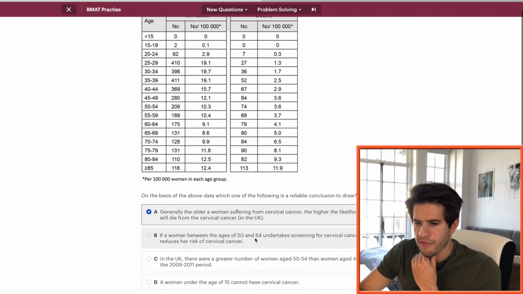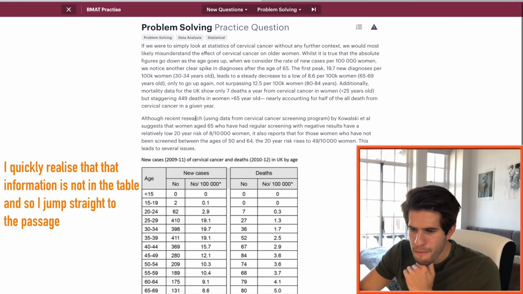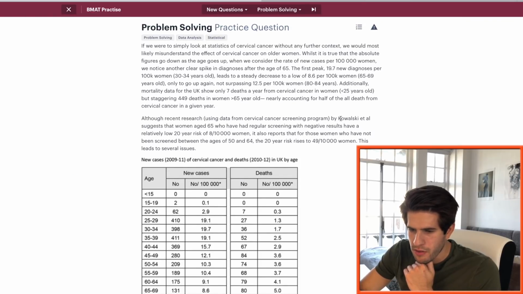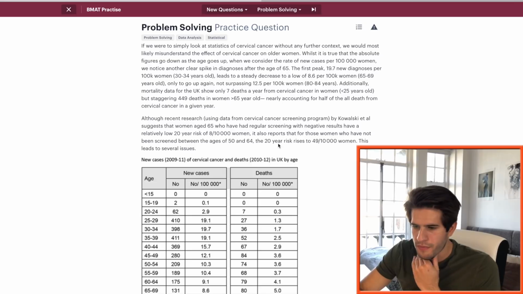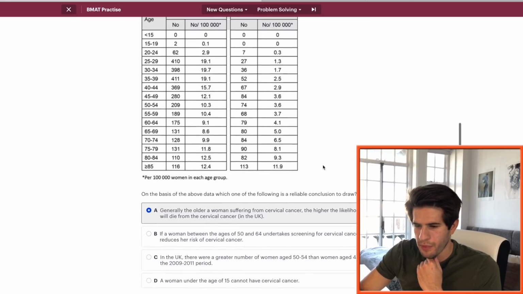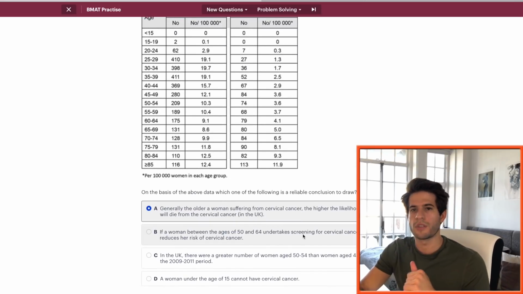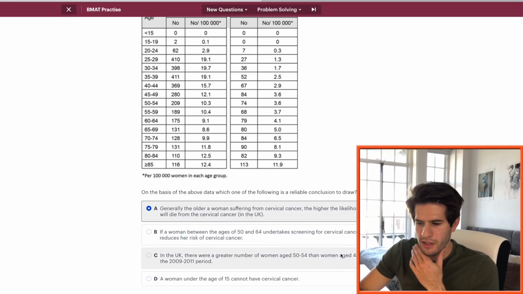If a woman between the ages of 50 and 64, so here and here, undertakes screening for cervical cancer, she reduces her risk of cervical cancer. Where do we talk about that? Although cervical cancer screening program, for women who have not been screened between 50 and 64, the 20-year risk rises a lot. Okay, but that doesn't mean that if you do get screened, it reduces the risk. So it's kind of similar, but not exactly the same.